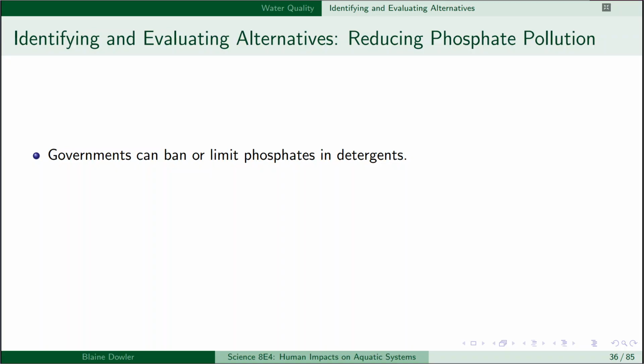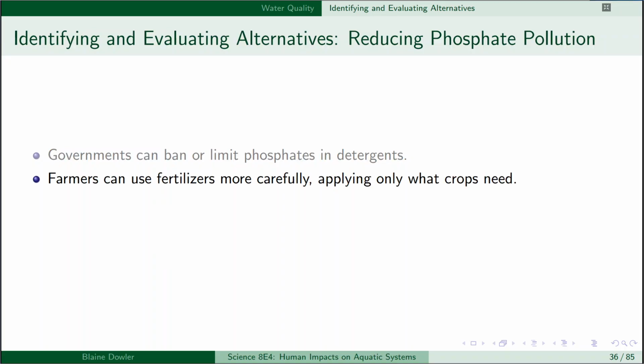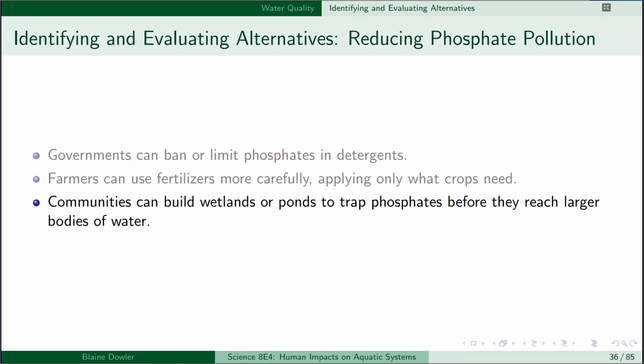Reducing phosphate pollution. Governments can ban or limit phosphates in detergents. Farmers can use fertilizers more carefully, applying only what crops need. Communities can build wetlands or ponds to trap phosphates before they reach larger bodies of water.